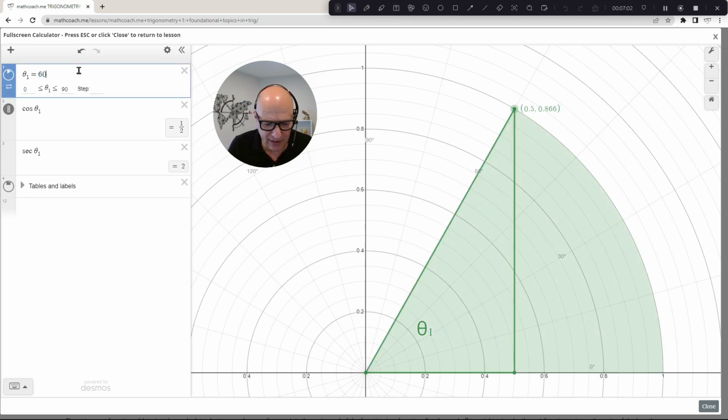Let's set it back to 60. And at 60 degrees, the adjacent side is actually at 0.5. We can see that reflected here in the x value for our coordinate, right? So it's 0.5 divided by 1, and our cosine of 60 degrees is 1/2. The reciprocal of that is 2 over 1, or 2. So our secant of 60 degrees is 2.